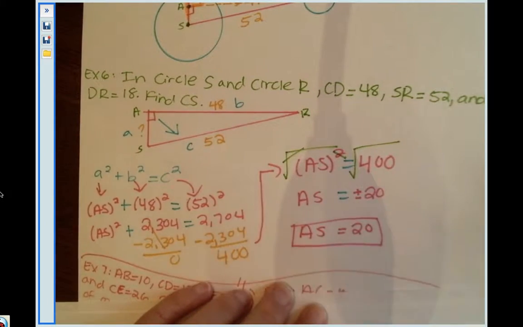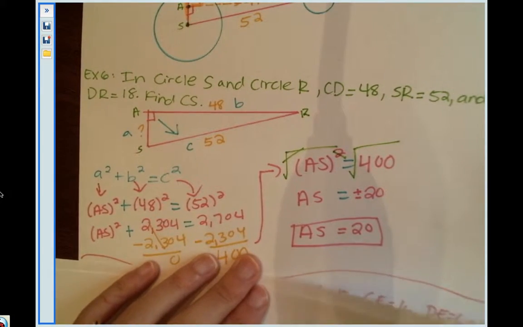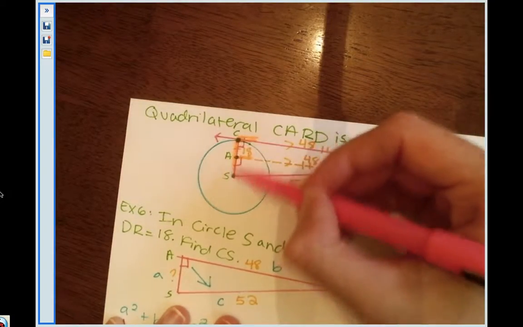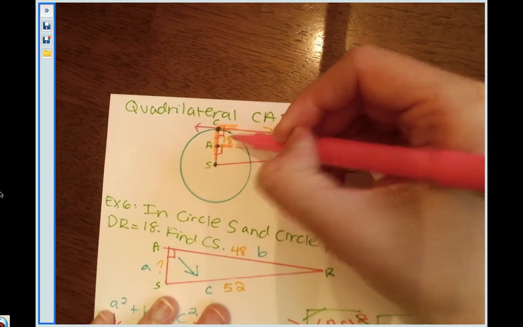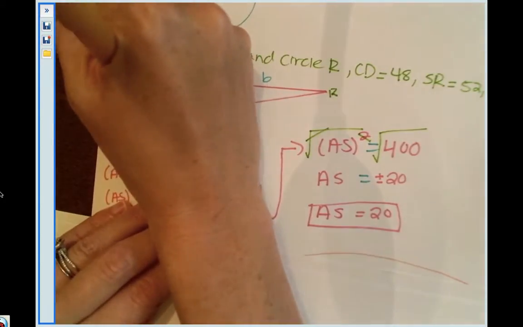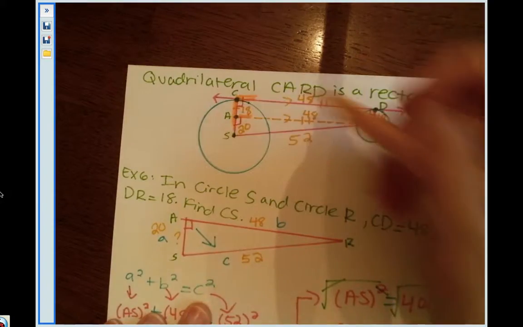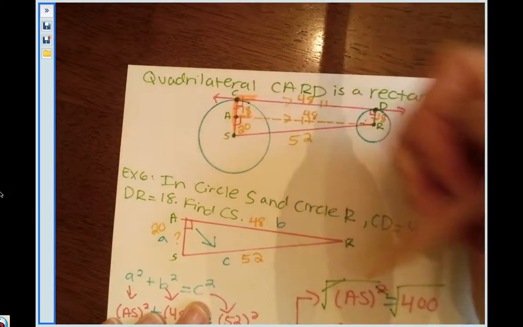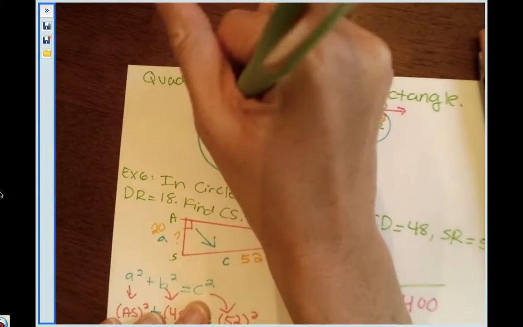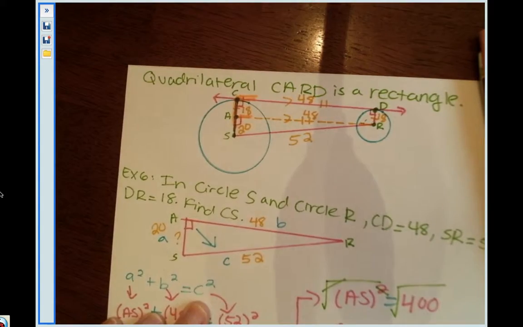Nice. But we are not done. The problem says to find CS, which, if we look back up here, CS is the whole radius. So I know that this piece, CA, is 18, and this piece that we just found, AS, is going to be 20. So if I know that CA is 18 and AS is 20, how could I find the length of the entire radius? How could I find this whole thing? You would add those bad boys together.